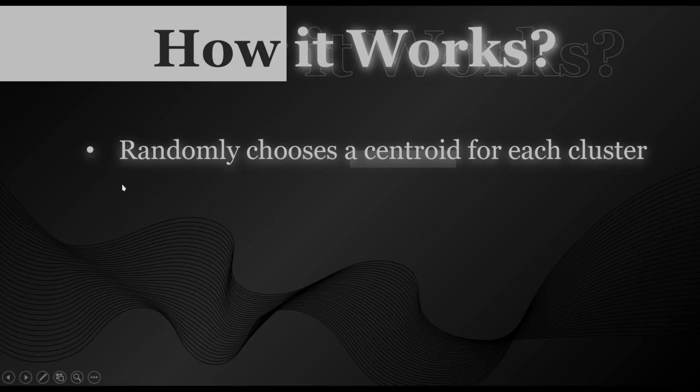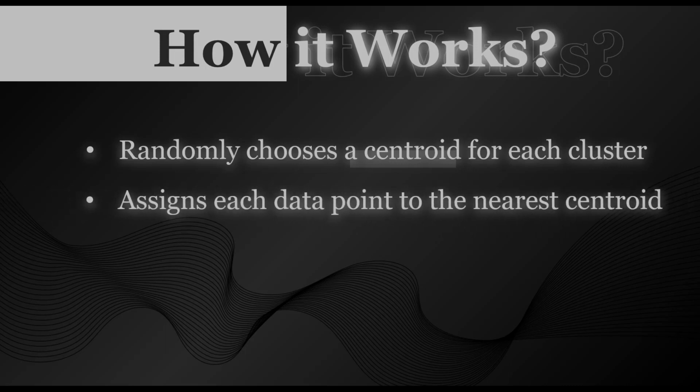First of all, K-means chooses a centroid for each cluster. It means at step 0, K-means randomly chooses K centroids, and after that tries to figure out the best location for those centroids. After choosing K randomly chosen centroids, it tries to assign each data point to the nearest centroid.